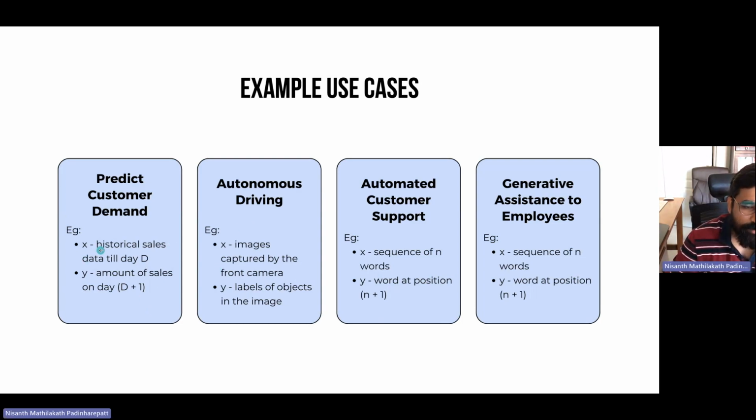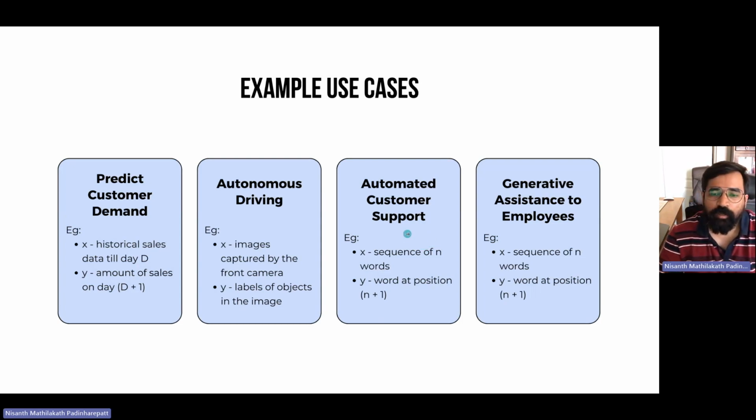So this is just an example. In autonomous driving, if we take sign recognition or object detection, X is the images captured by the front camera. And what is Y? Labels of objects in the image. What could be the labels? The traffic signs or the vehicles in front, etc. That could be the Y, the labels of the objects identified in the image.